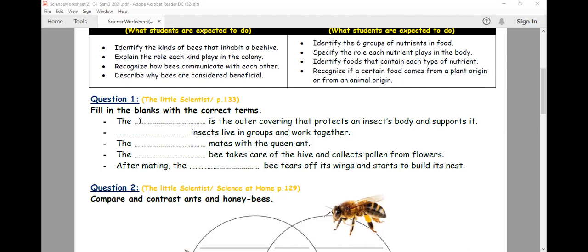It's Amal's turn. Amal and Aline. Exoskeleton. Perfect. Bravo, ya Amal. It is called the exoskeleton. Insects are invertebrates. They do not have bones, but they have an exoskeleton protecting and supporting them.